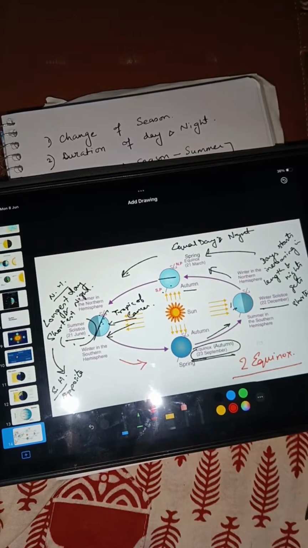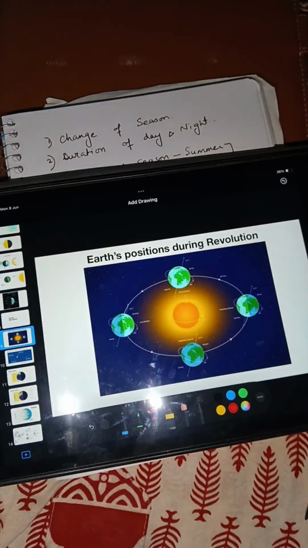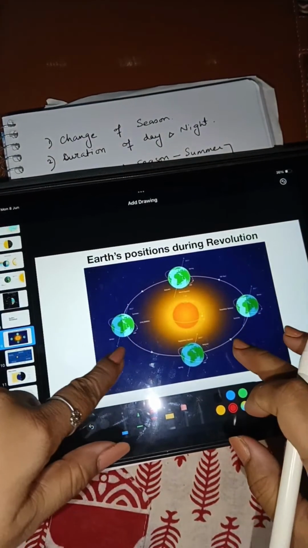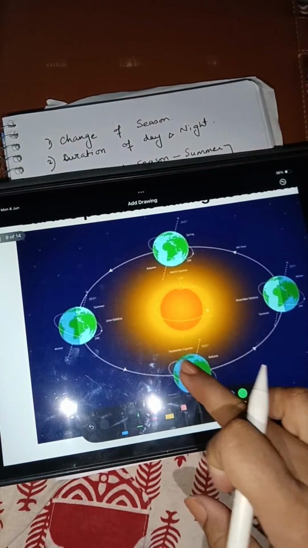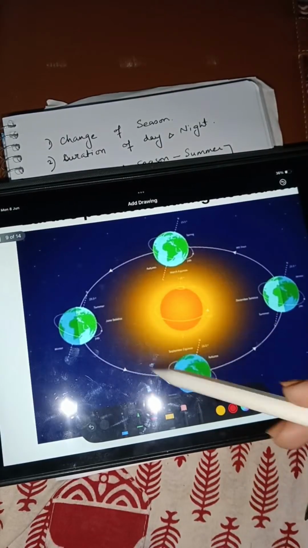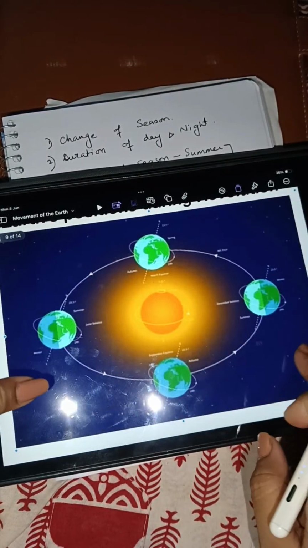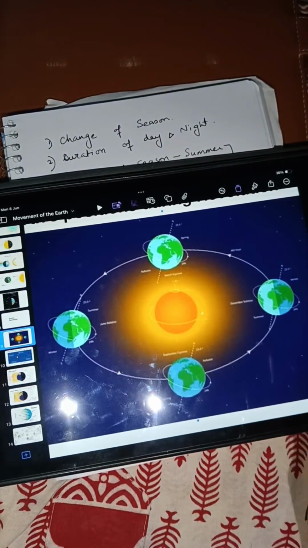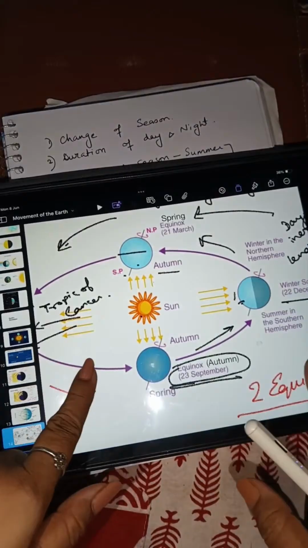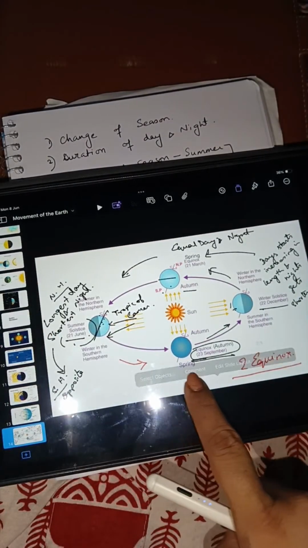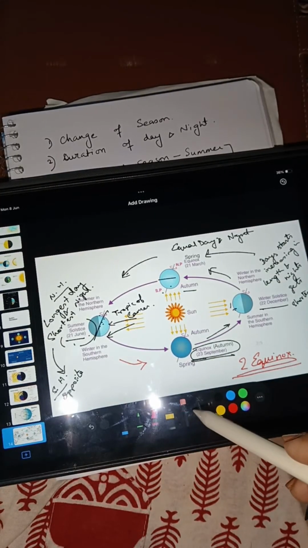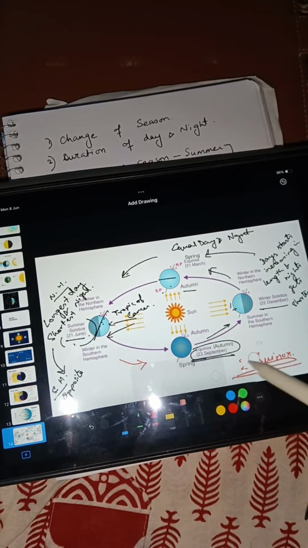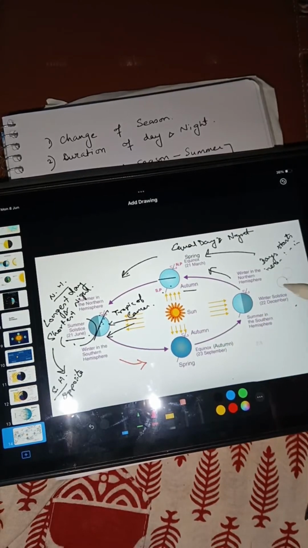So this is all about rotation and revolution, or movement of the Earth. You can see from here, this is for diagrammatic concept, how the Earth revolves in different positions. So you can have the diagram. This is the proper diagram.